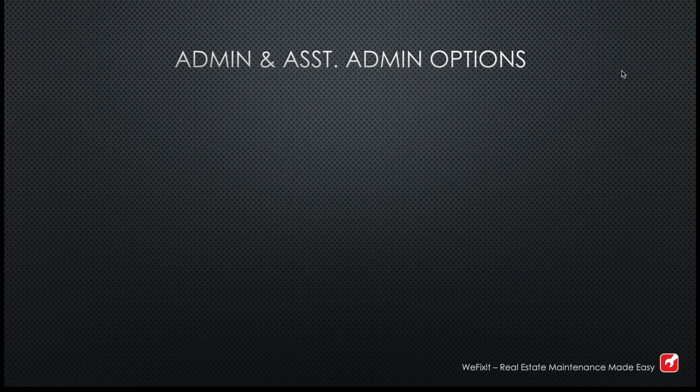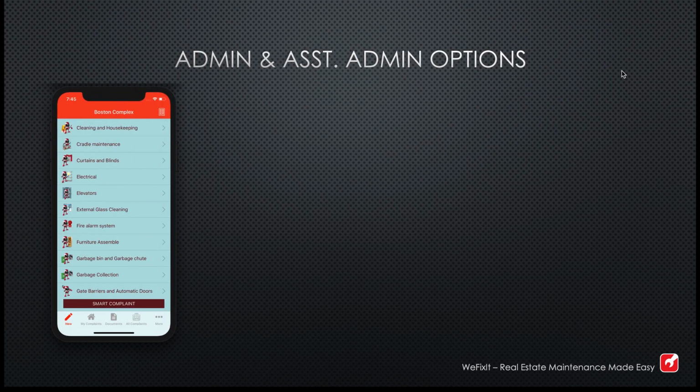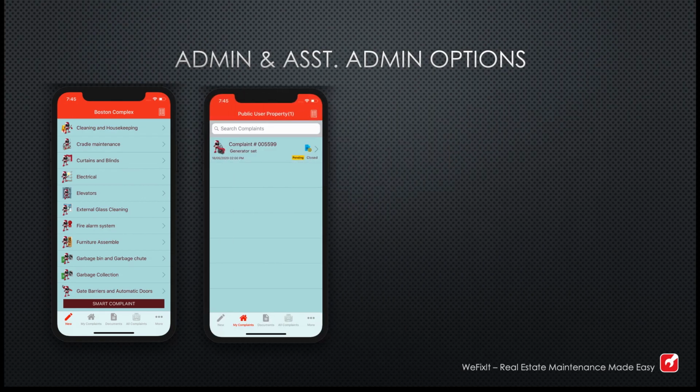Now we will see admin or assistant admin options. So again, in admin options, the first option they have is the new option to generate a complaint. And under admin new tab, you can see the complaint categories are different. These complaint categories are related to common areas like elevator, common lobby, fire alarm system, and so on. The second tab which admins have is the My Complaints tab, in which they can see their previous or in-progress complaints.